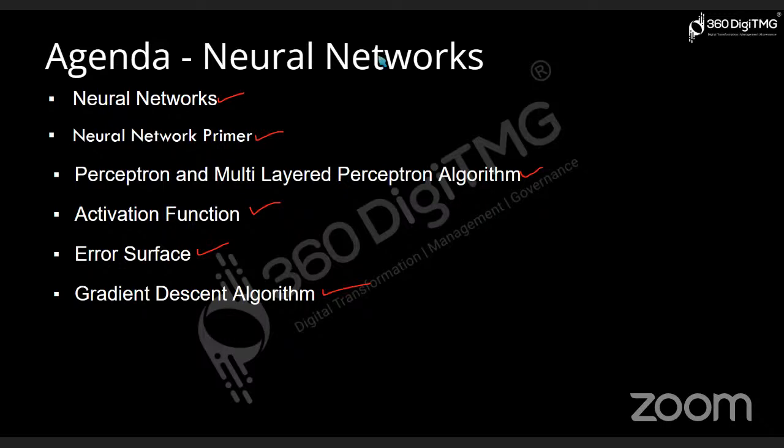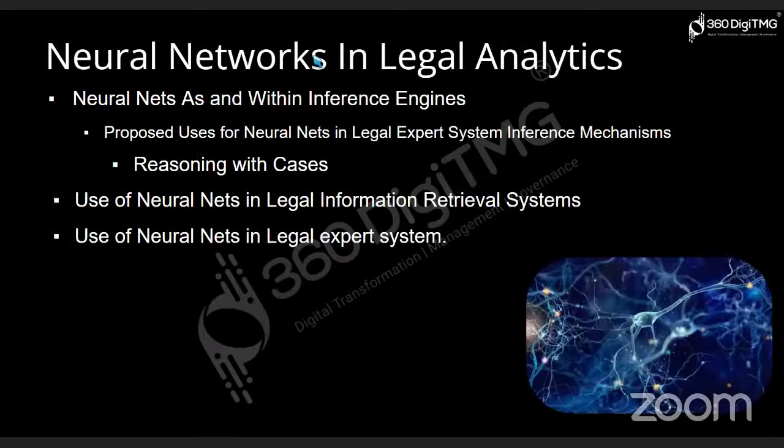So what are the applications of neural networks in legal analytics? Neural networks can be used within inference engines. They can be used as legal expert systems, and to reason with cases. The next application is the use of neural networks in legal information retrieval systems. Also, they are used in legal expert systems.